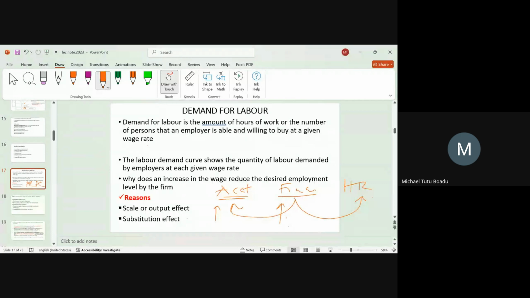You see? So this could explain why you see a particular bank having only the manager with either a degree or master's, but the rest of them, they have HND. So he felt that he will pay them less. He will not pay them as much as you pay the degree people. So this is the substitution effect.